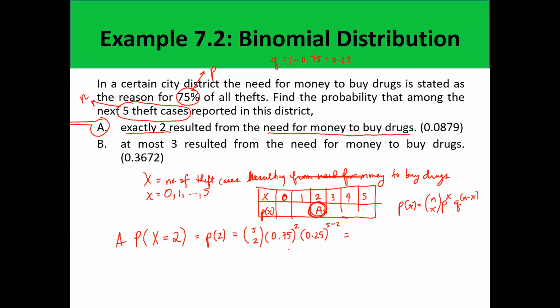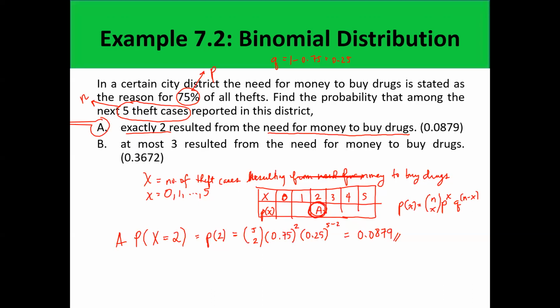And using your calculators, this will give us 0.0879 or 8.79%. So this value here is just one out of the 6 probabilities in this particular probability mass function.